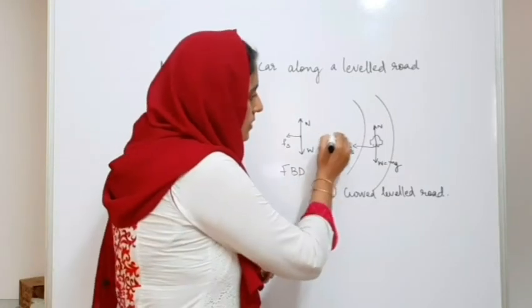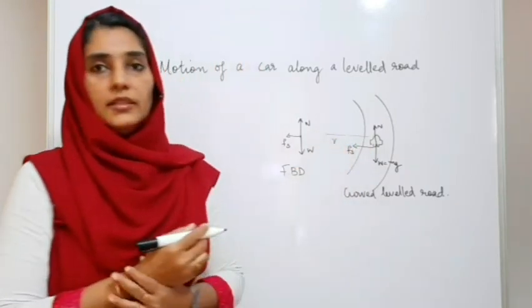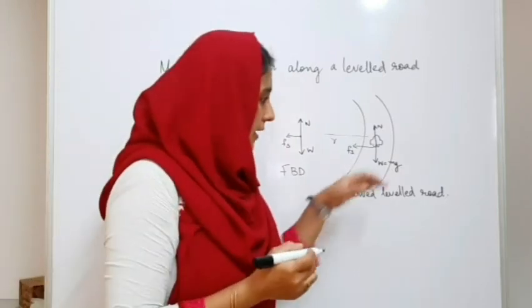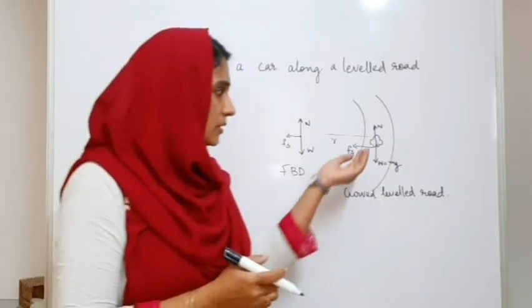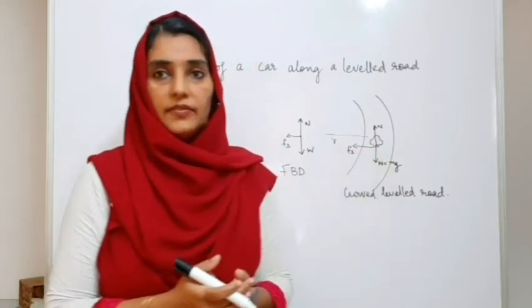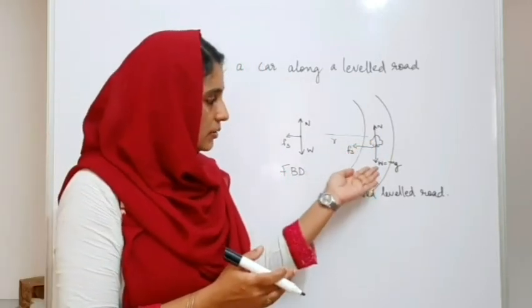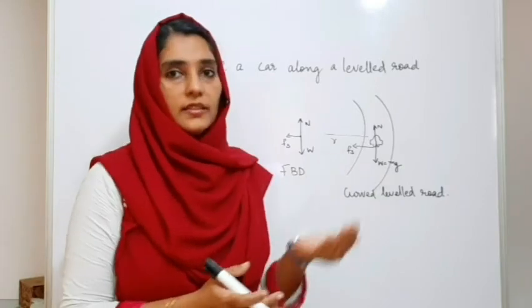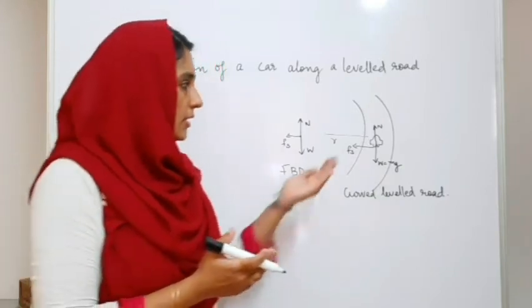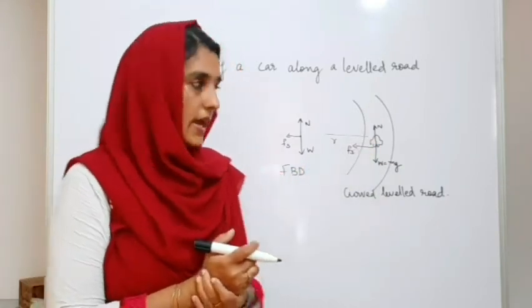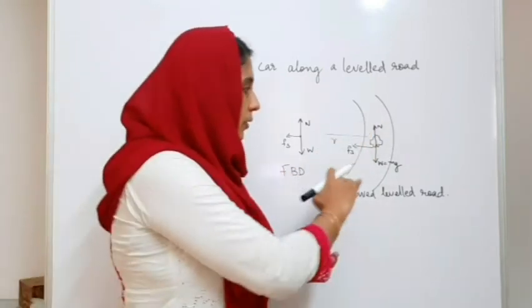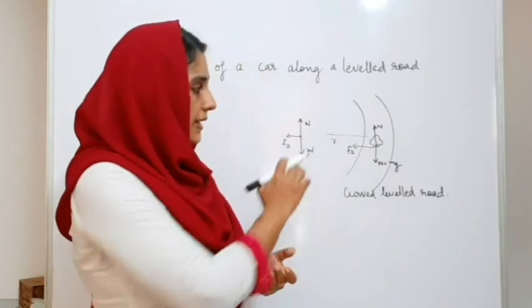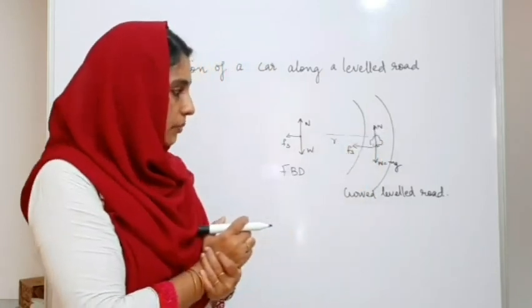r. Suppose the circular path has a radius r. What are the different forces acting on the car? The first force is the weight itself, which is acting vertically downward. So W is equal to mg. What is the other force which acts at this time? It is the normal force or the normal reaction, which acts perpendicular to the surface of the road, which I have shown as N, vertically upward.